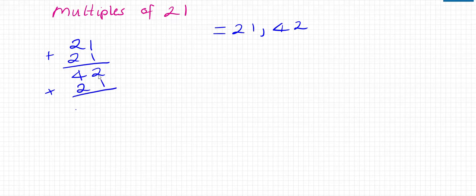Well, 42 plus 21, 2 plus 1 is 3, 4 plus 2 is 6. So my next multiple is 63. So you can see I'm just counting by 21s. If I don't know them mentally, that's okay. I'll just keep adding 21.